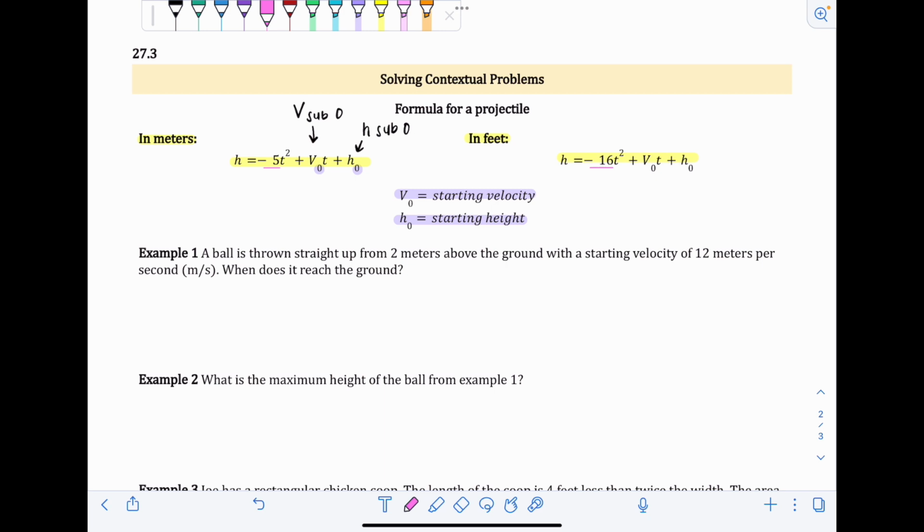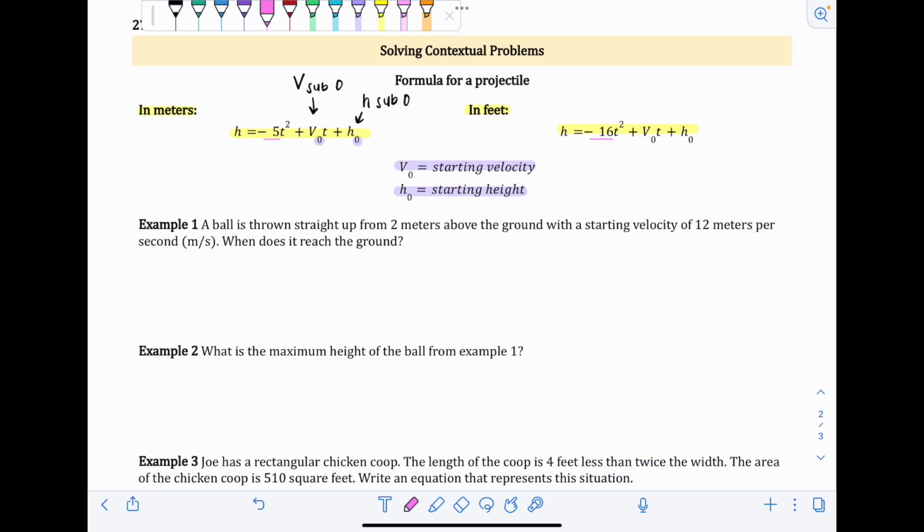Okay, so example 1. A ball is thrown straight up from 2 meters above the ground with a starting velocity of 12 meters per second. When does it reach the ground? Before we can set up our equation, we have to decide what formula we need to use. This is a ball being thrown upward through the air, so we can use the projectile formula, but we have to look at the unit of measurement. It says the ball is thrown straight up from 2 meters above the ground, and the velocity is 12 meters per second. So it's definitely in meters, so we're going to use the meter formula.